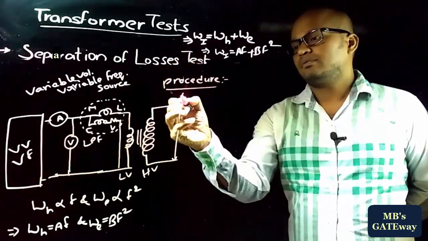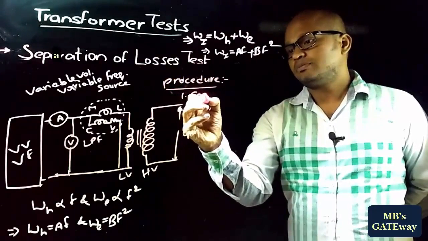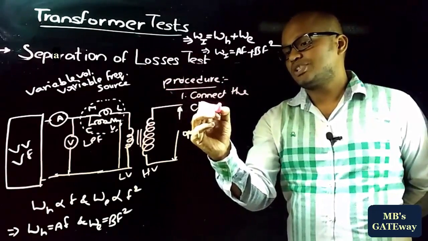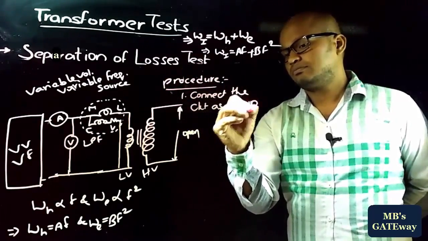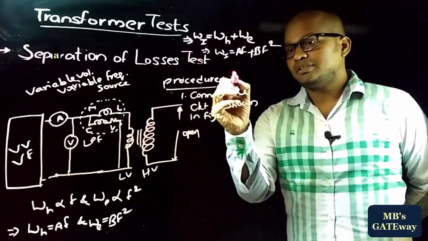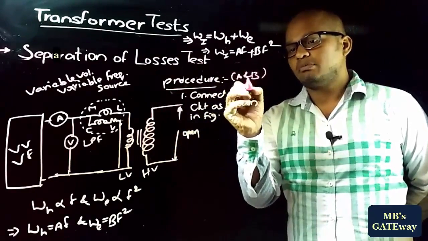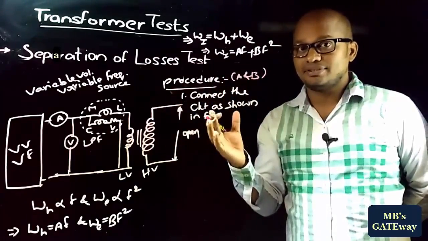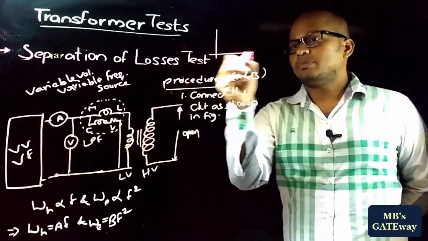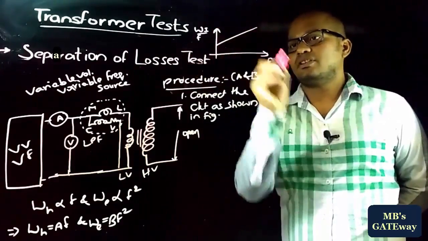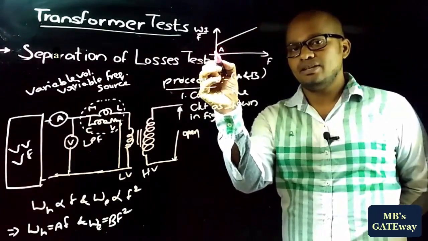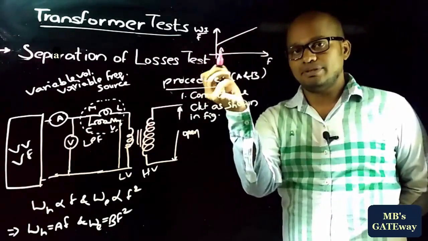Now let's see the procedure to conduct this test. First, connect the circuit as shown in the figure. Here our aim is to find A and B, by which you can find the hysteresis losses or eddy current losses at any frequency. Means we need to obtain this graph, and when you obtain this graph, from the origin to this point represents A and the slope of the line is B.